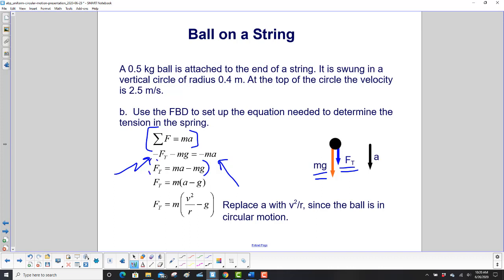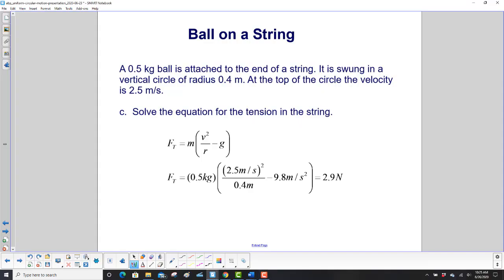We then factor out m. It'll make the math a little simpler, removes a step later on. And then we have that acceleration. We do not have linear acceleration. We're going in a circle. So since we have circular motion, we replace the acceleration with v squared over r. That's the acceleration for an object moving in a circle. We have our equation now for tension.